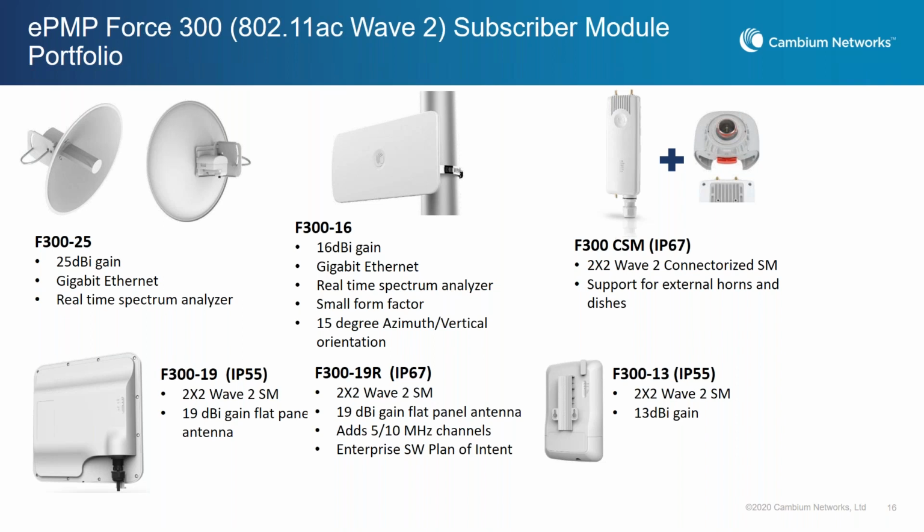And then in the lower right, you'll see the 13. That's really meant for more urban, suburban environments where I don't look to go very far, but I like the nice small form factor. In the lower left, you see the Force 319. This is a flat panel antenna. Some operators and some customers prefer the aesthetics of a flat panel antenna. And then you'll notice there's a 19R variant of that, which is IP67, adds 10 megahertz channels, and is a nice solution for maybe some business services that are looking for a little bit higher end radio performance and radio aesthetics.